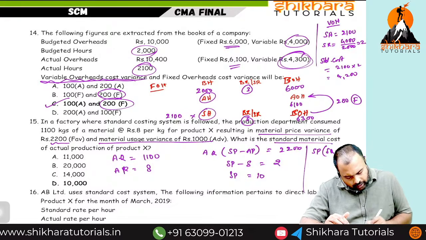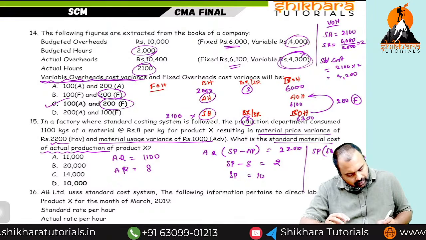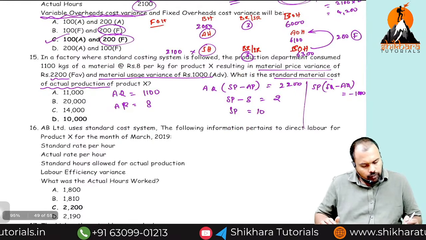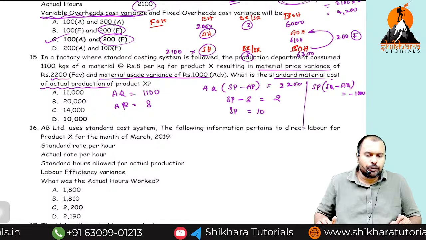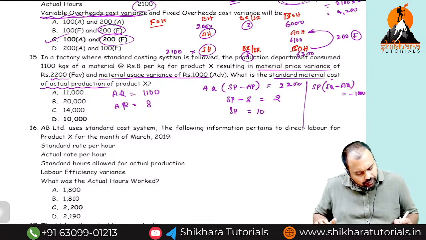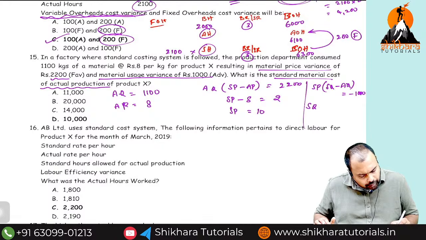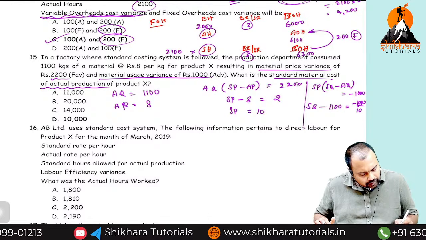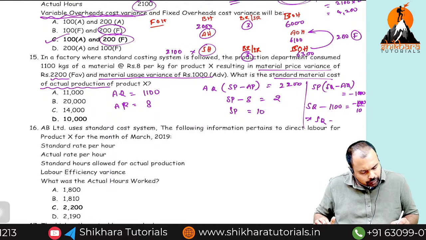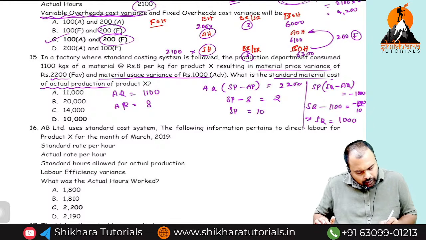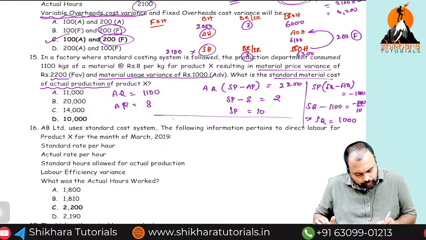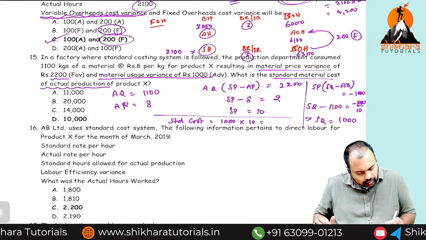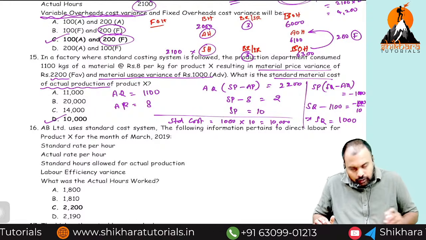Then what is the standard material cost of actual production? That's nothing but standard cost they are asking. So we want to find standard quantity here. If they're asking standard cost, I want SP into SQ. SP is 10. SQ I can find out from this: SQ minus 1100 is equal to minus 1000 divided by 10, which implies SQ is equal to 1000. Therefore standard cost is SQ 1000 into standard price 10, which is nothing but 10,000. So 10,000 should be the answer.